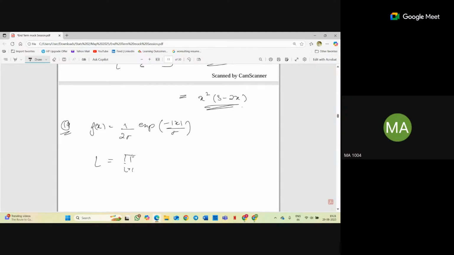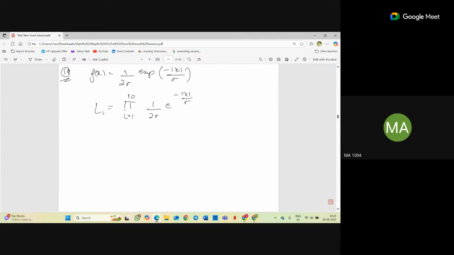i is going from 1 to 10, of 1 upon 2 sigma e raised to the power minus mod of x by sigma. So in general, it would be 1 by 2 sigma raised to the power 10, and e raised to the power minus mod of x1 divided by sigma minus mod of x2 divided by sigma till minus mod of x10 divided by sigma, right?